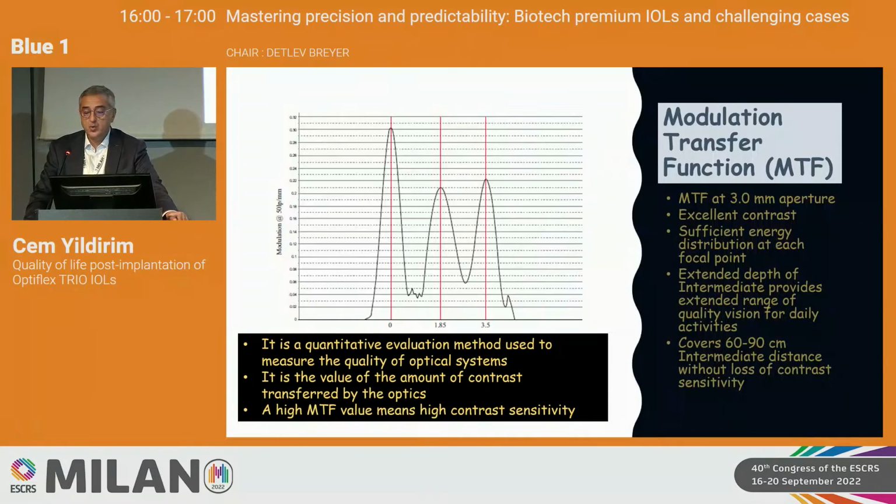The second one is the MTF function, which is a quantitative evaluation method used to measure the quality of optical systems, the optical IOL system. It is the value of the amount of contrast transferred by the optics, and with the trifocal TRIO lens, you have an extended depth of intermediate, which provides an extended depth range of quality vision for daily activities.